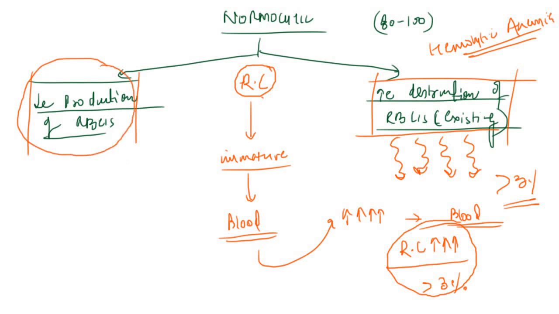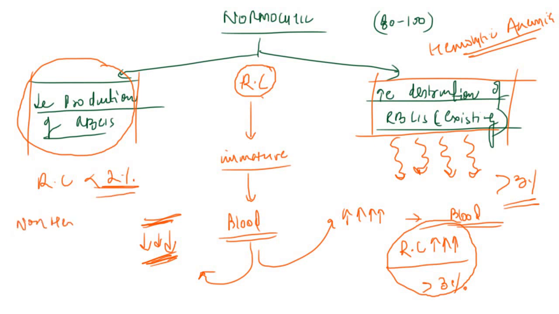Whereas at the other extreme, there is decreased production of RBCs. Obviously, since there is decreased production of RBCs, if you try to work it out retrospectively, you can understand that the problem is within the bone marrow, and so the reticulocyte count will be low, actually less than 2%. This is how you differentiate non-hemolytic anemias from hemolytic anemias, right?